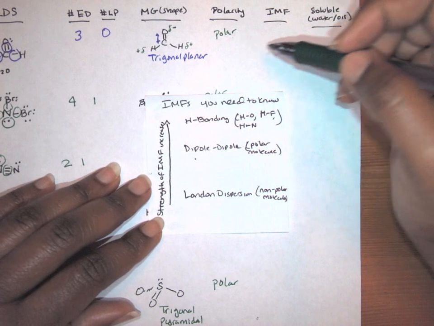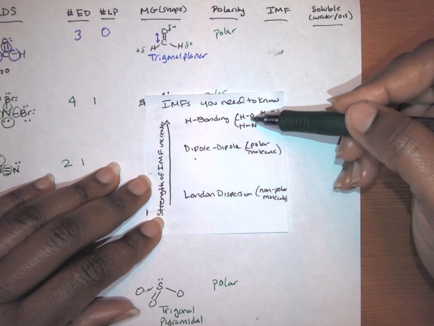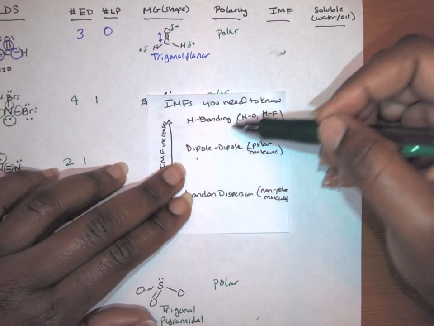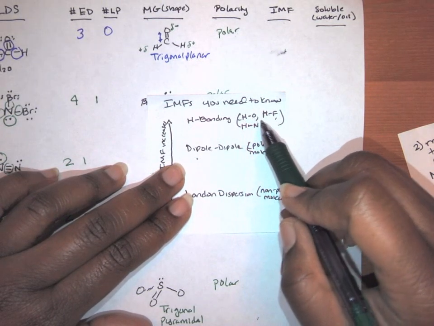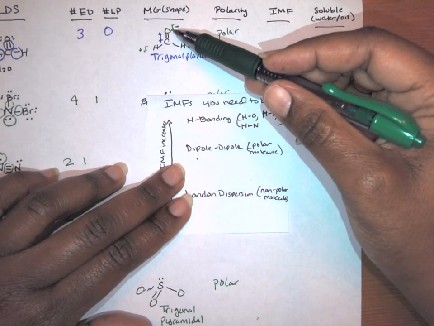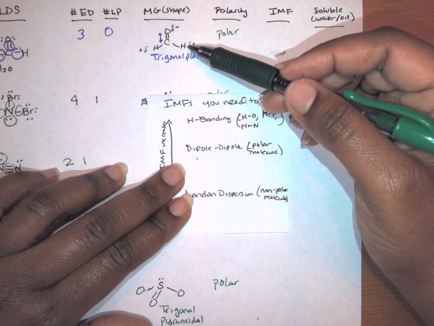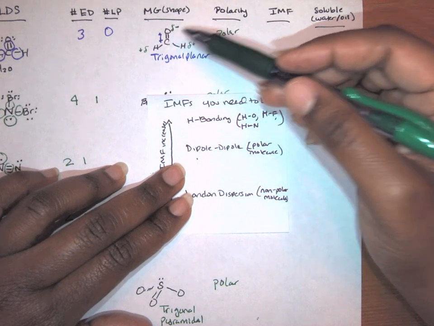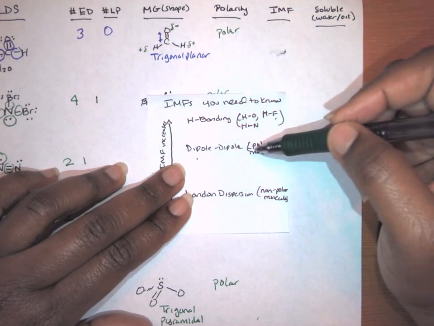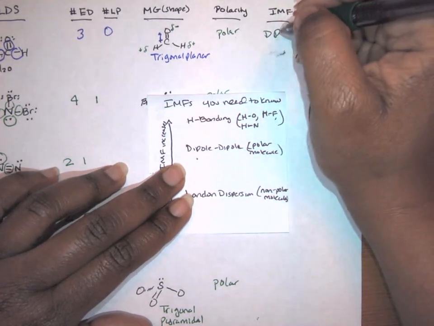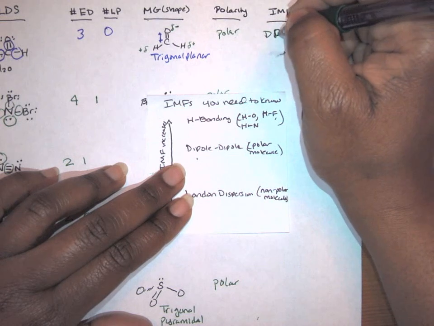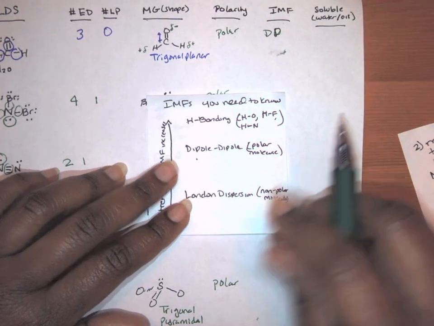We said it's polar, so we know it's either going to be dipole-dipole or hydrogen bonding. So let's just double check. For hydrogen bonding, we're looking to see if a hydrogen is attached directly to an oxygen, fluorine, or nitrogen. This molecule has an oxygen and it has a hydrogen, but that hydrogen is not directly attached to that oxygen. So this is just going to have dipole-dipole because it's polar. So I put DD for dipole-dipole.